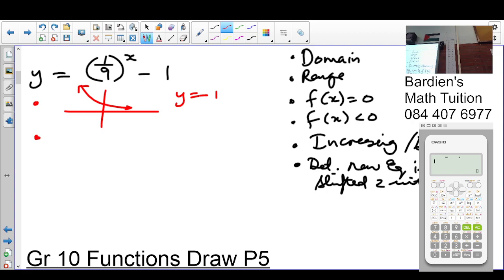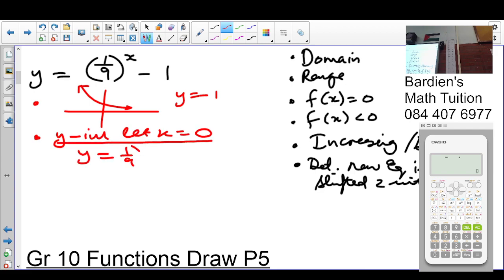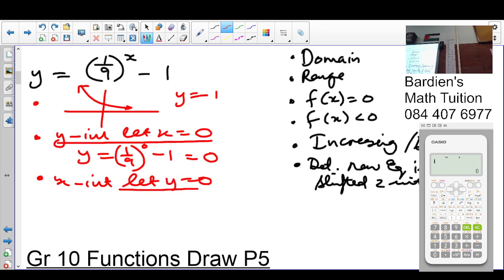Secondly, y-intercept. What do you do for y-intercept? Let x equal to 0. So we have y is equal to 1 over 9 raised to 0 minus 1, which gives you 0. Your x-intercept. What do you do for x-intercept? Let y equal to 0. So 0 is equal to 1 over 9 raised to the x minus 1.